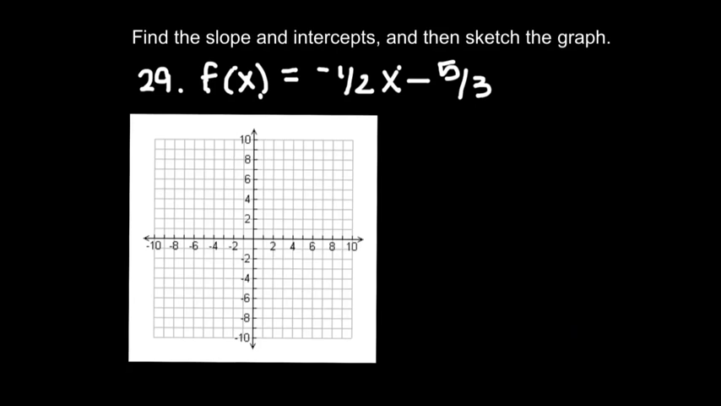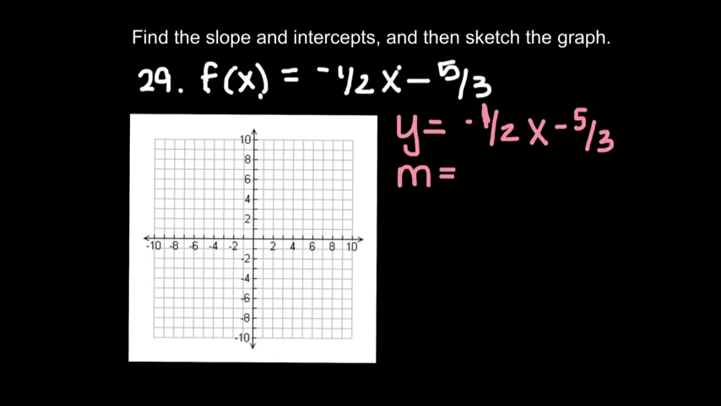For number 29, I can rewrite this function as y equals negative 1/2 x minus 5/3. Well, again, because it's a linear function in slope-intercept form, the slope is the coefficient of x, so the slope is negative 1/2. The y-intercept is whatever the constant is. In this case, it's negative 5/3.